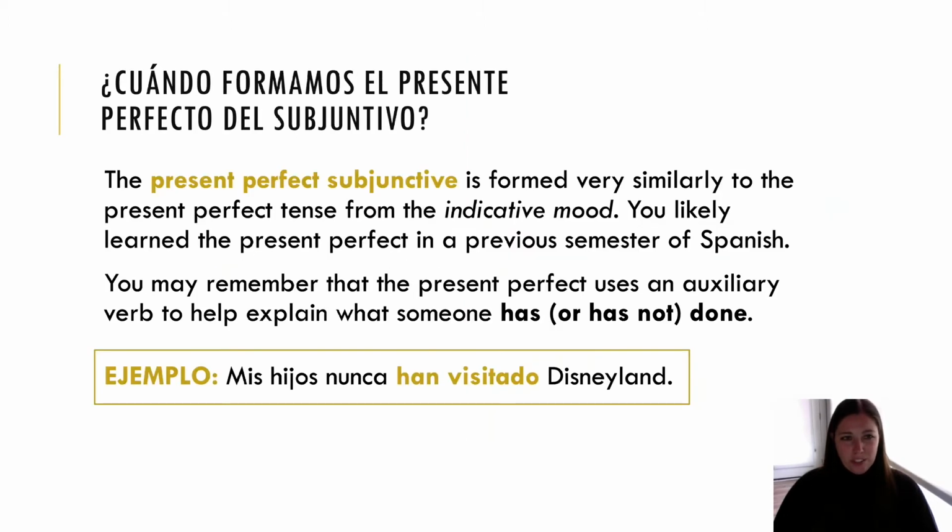The present perfect subjunctive is formed very similarly to the present perfect tense from the indicative mood. You likely learned the present perfect in a previous semester of Spanish. You may remember that the present perfect uses an auxiliary verb to help explain what someone has or has not done. Por ejemplo, mis niños nunca han visitado Disneyland. This is the indicative example.